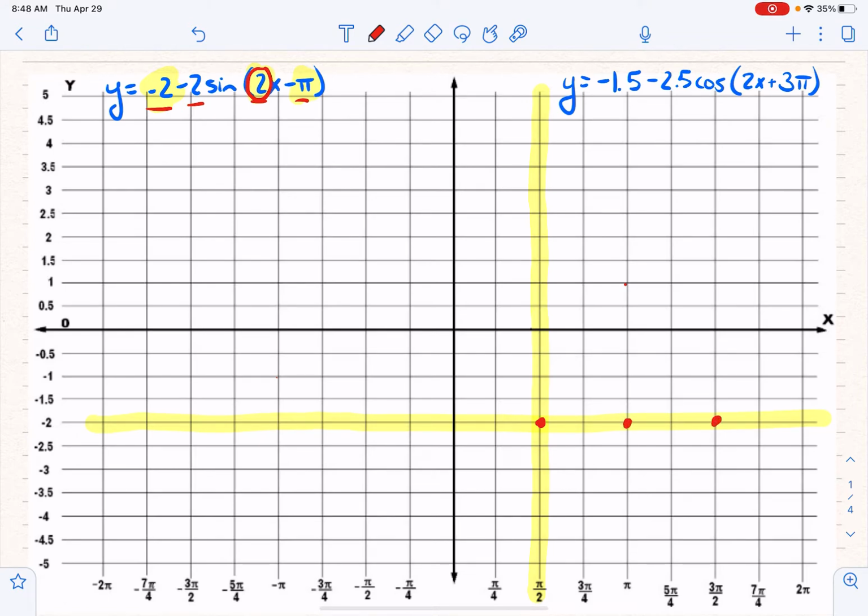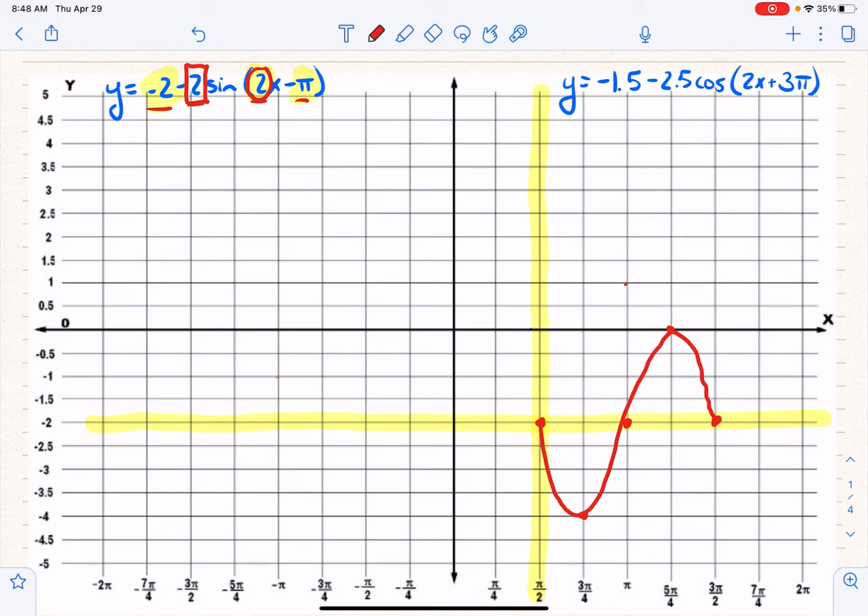Halfway between those two, it always passes through the axis. And then I pay attention to this A value and go, well, my amplitude is 2, but because it's negative, it starts by going down. So it goes through here and through here. And so this is what it should look like. Not perfect, but you get the idea.